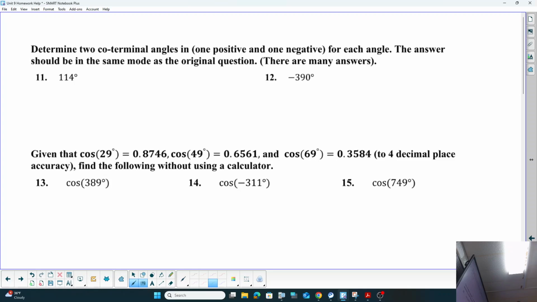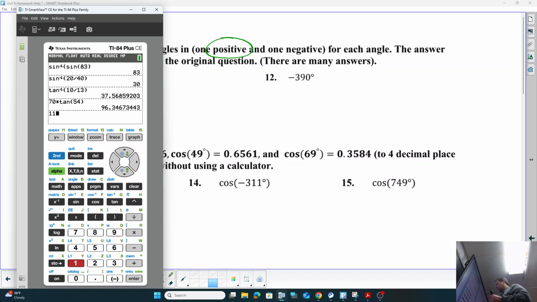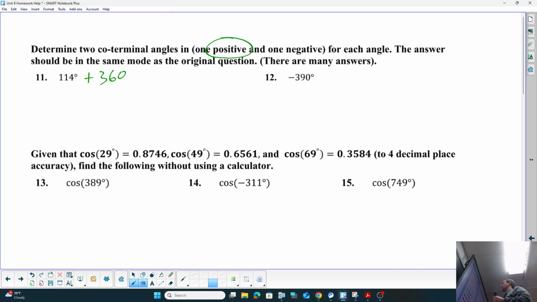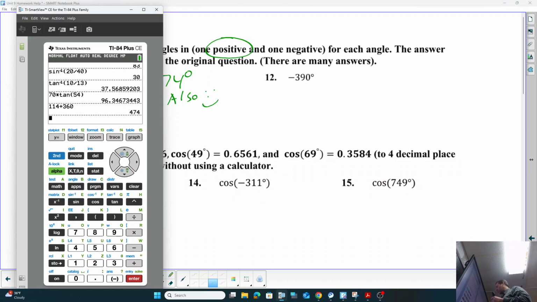Okay, so now determine two coterminal angles. So easy peasy lemon squeezy. To find a positive coterminal angle, you would just add 360 to it. And so 114 plus 360 gives us 474. So 474 is the correct answer, but also, there are infinite coterminal angles. You can just keep adding 360.